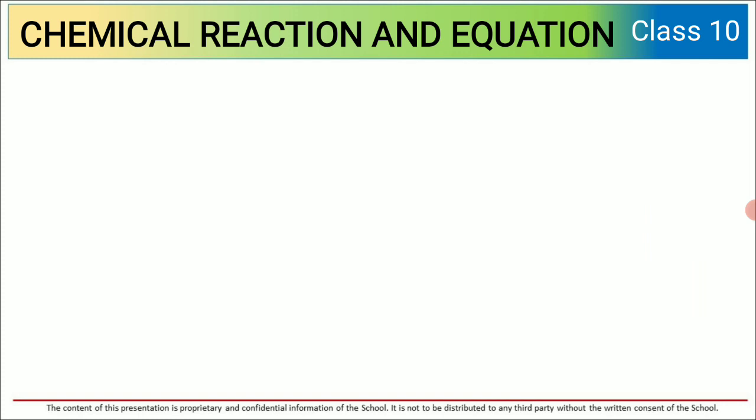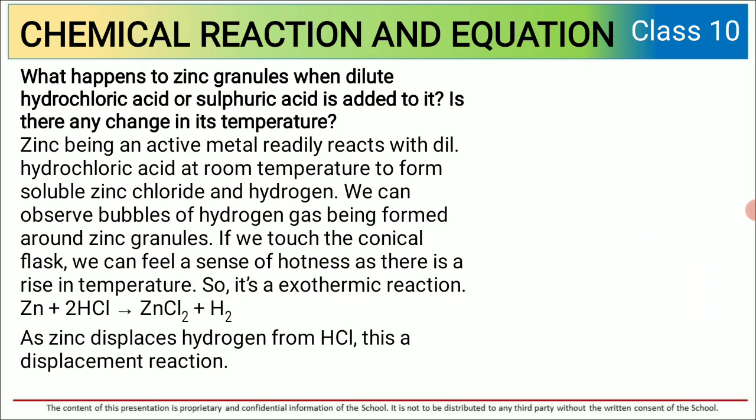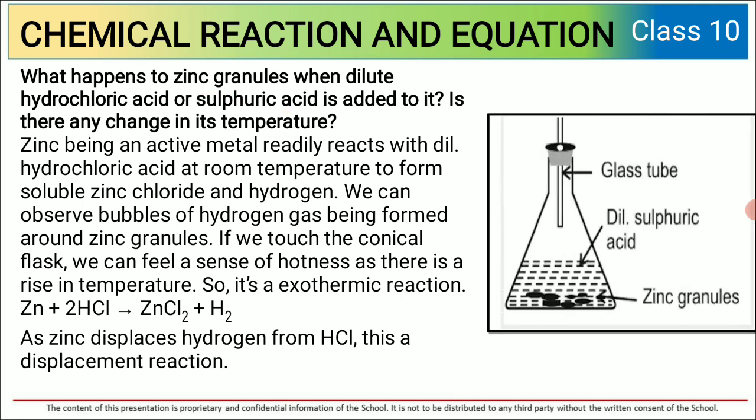Now let's see the next activity. What happens to zinc granules when dilute hydrochloric acid or sulfuric acid is added to it? Is there any change in its temperature? Okay, so over here you can see that there is a conical flask. There are some zinc granules present at the base and sulfuric acid or hydrochloric acid can be added.